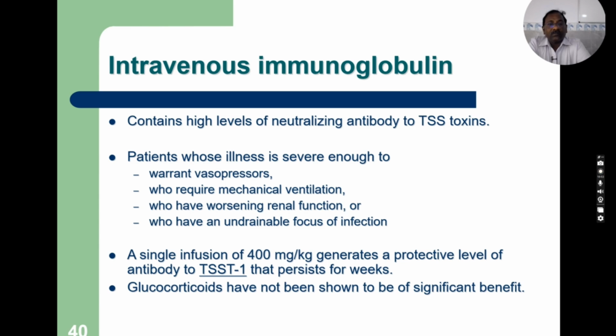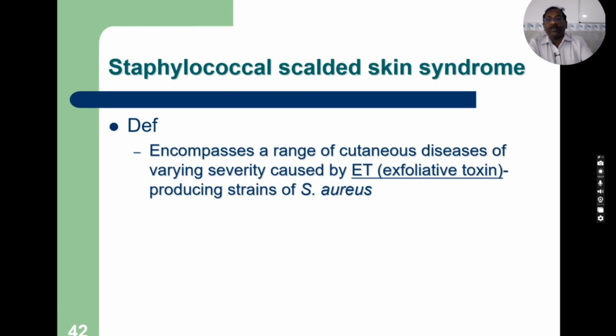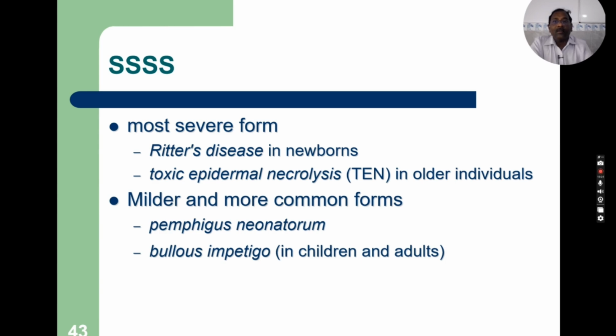Regarding the role of glucocorticoids, they have not shown any significant benefit. So this is the staphylococcal scalded skin syndrome, 4S, that encompasses a range of cutaneous diseases of varying severity caused by the exfoliative toxin-producing strains of Staph aureus. Here the toxin is the exfoliative toxin, ET. It is the most severe form, like Ritter's disease in newborns and toxic epidermal necrolysis, TEN, in older individuals.